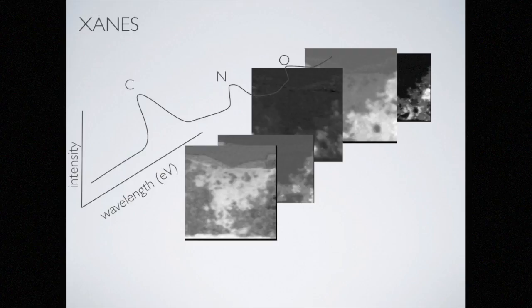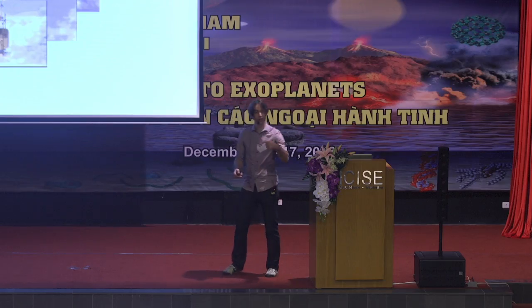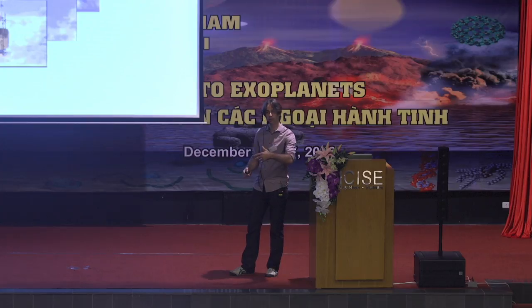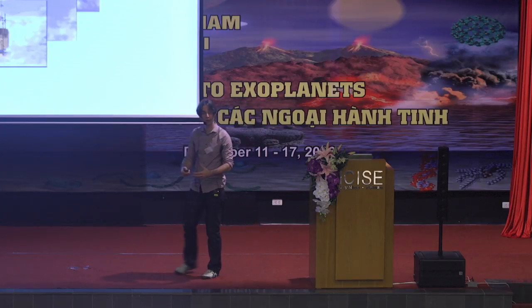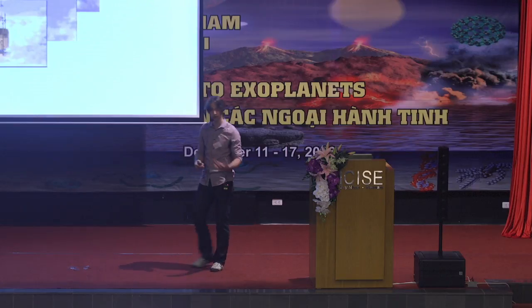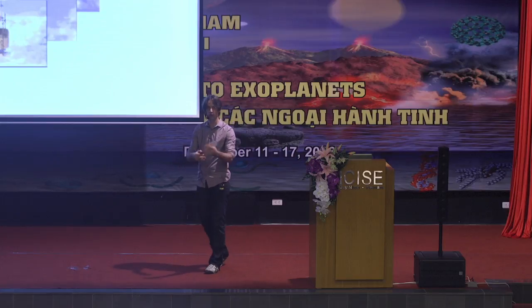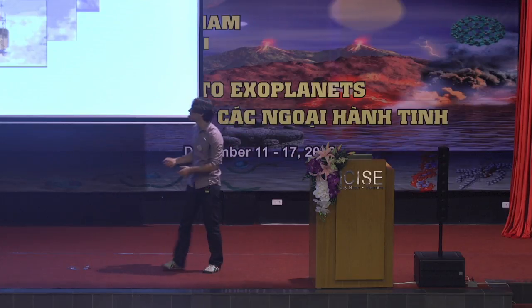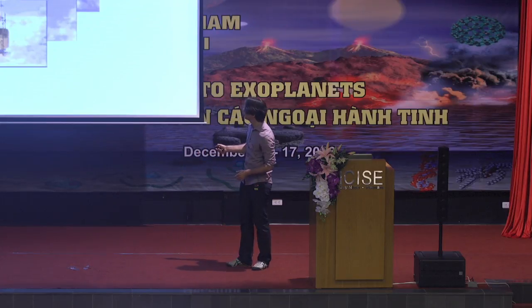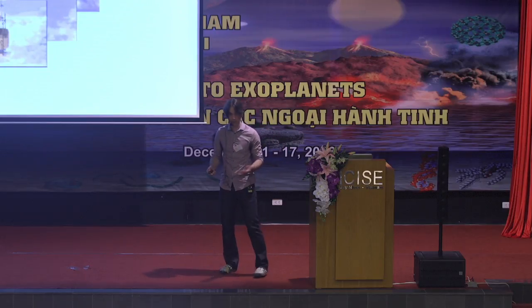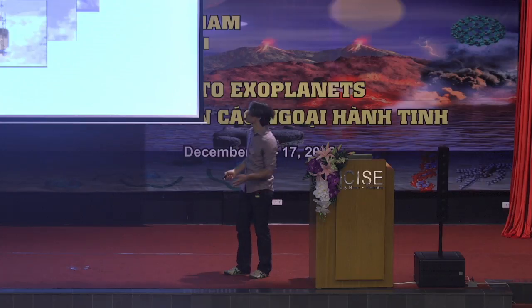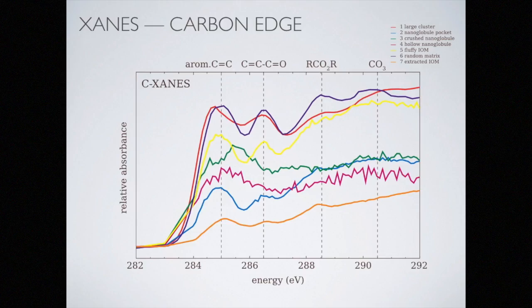So when an electron gets promoted to a higher shell, the higher shell of carbon is the lowest unoccupied molecular orbital, which depends on the bonding environment of the carbon. You can have a carbon single bond, a carbon double bond, carbon oxygen bond, etc. And so all these form extra peaks on top of the main carbon absorption edge. And that's what XANES is. So that's what it's really interesting for, and looks something like this.